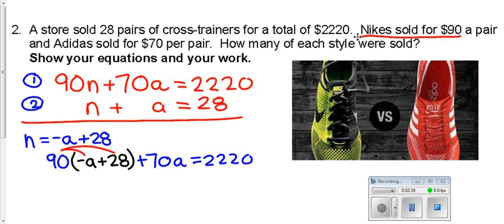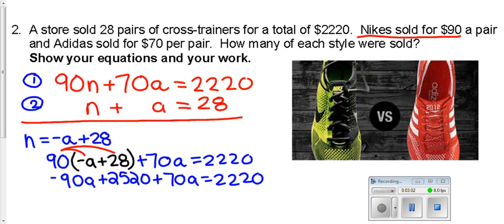So when I solve for a, I get negative 90a. When I multiply 90 times 28, that's 2,520 plus 70a equals 2,220. All right, so now I'm going to combine like terms.